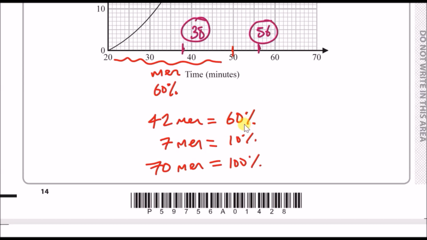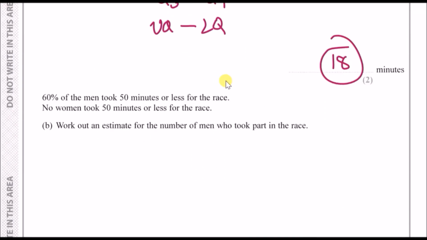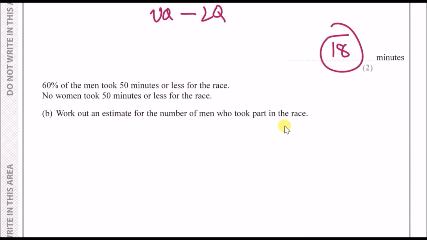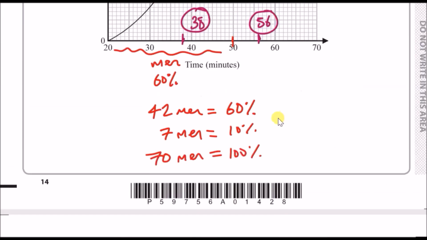Okay, so let's see what the question actually wants. B, work out an estimate for the number of men who took part in this. Okay, I guess we did it. The answer would be 70 men. Yeah, so we actually did the question.